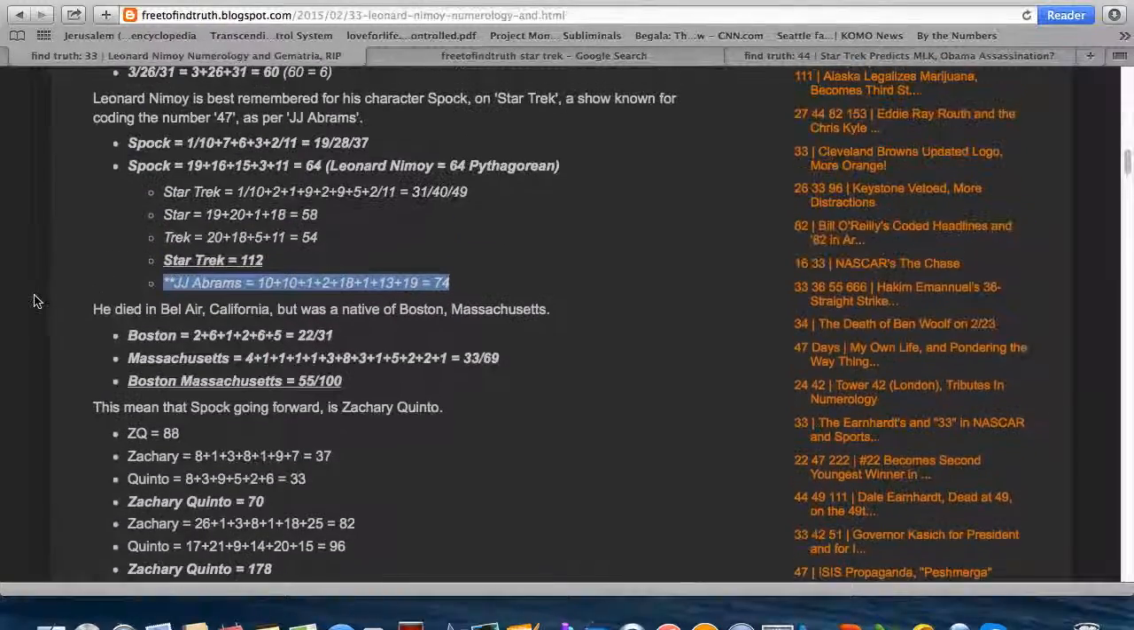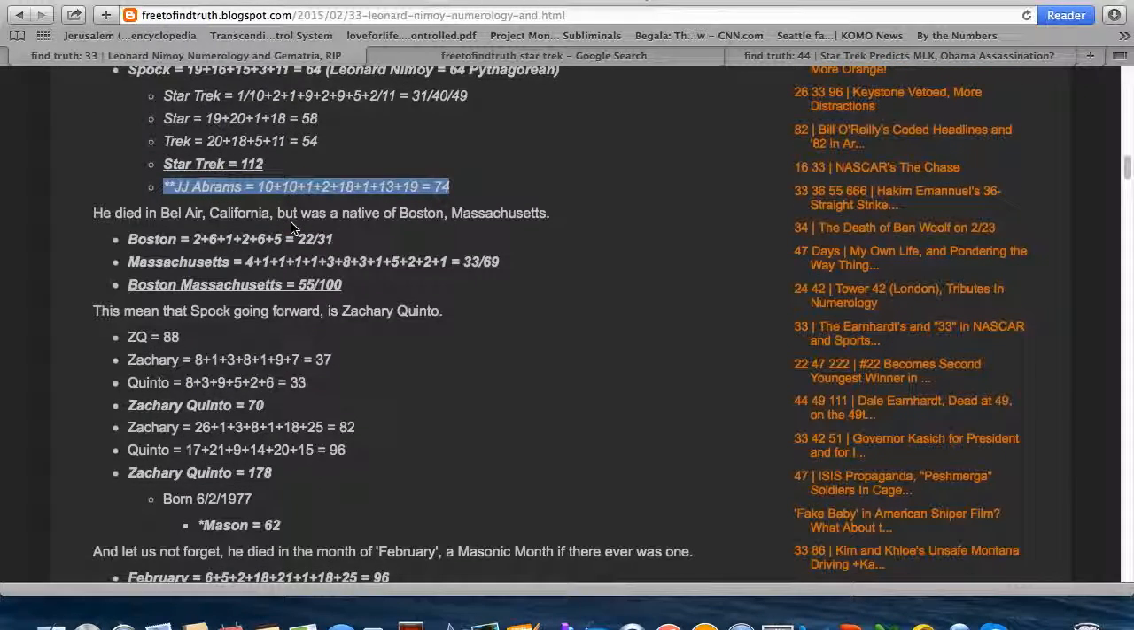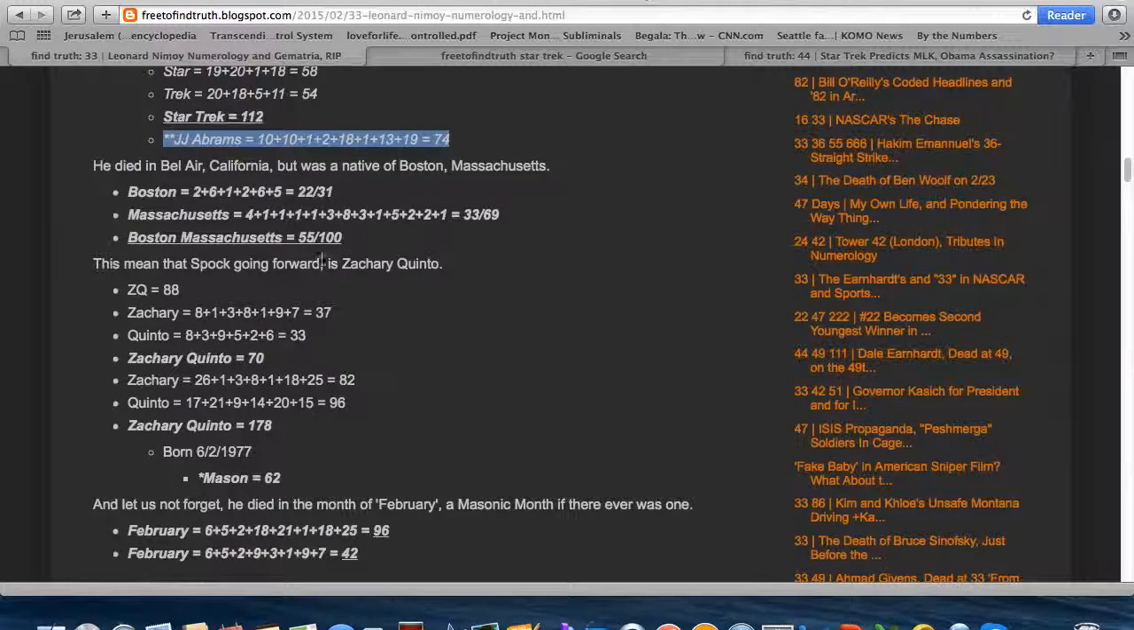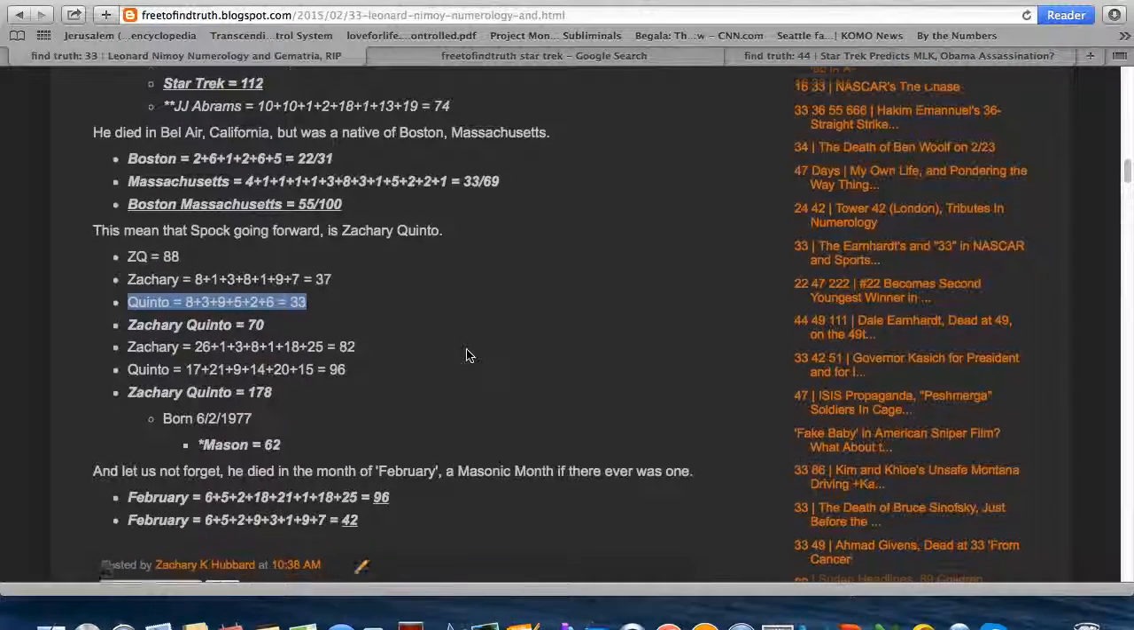All right, so Leonard Nimoy, he died in Bel Air, California, his home. He was born in Boston, Massachusetts, one of the 3 states with 33 gematria. From this day forward, Zachary Quinto is going to play Spock. His last name, Quinto, has the numerology of 96 like Freemason, and with Pythagorean 33, just like Leonard. So Quinto and Leonard, carrying on the condition.